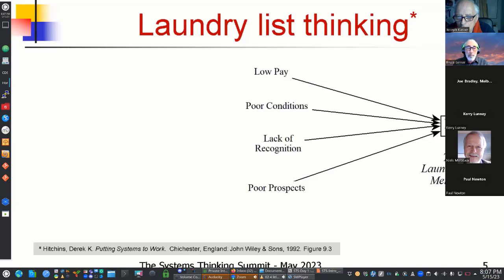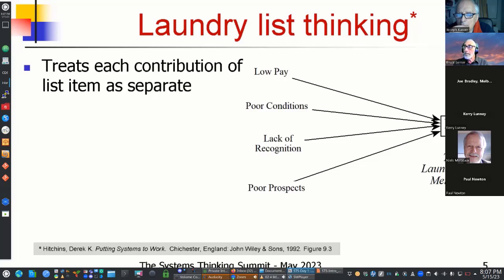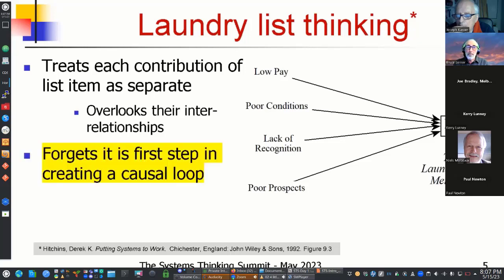Here are some of the factors that affect morale: low pay, poor conditions, lack of recognition, and poor prospects. And he calls it the laundry list mentality because it treats each contribution of the list item as separate. It overlooks their interrelationships, but they forget it's the first step in creating a causal loop, because you can't create a causal loop unless you know what the inputs are. So you've got to have that list of inputs.